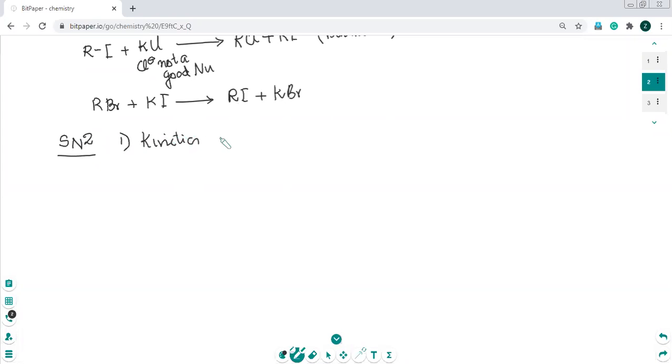If your reaction is SN2, then the rate of reaction will be proportional to the concentration of substrate and the concentration of nucleophile. Now, how do you know this?